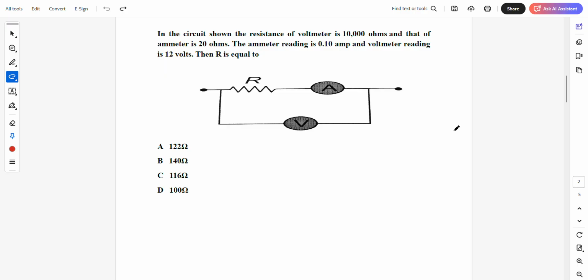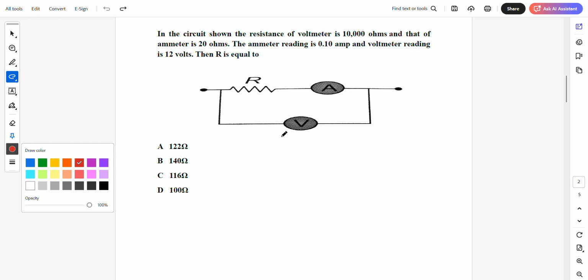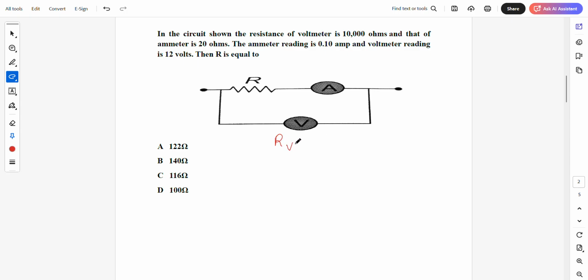Now this is the first problem. In the circuit shown, the resistance of the voltmeter is 10,000 ohms. Always remember the resistance of a voltmeter is high. What is the resistance of an ideal voltmeter? That is infinity.